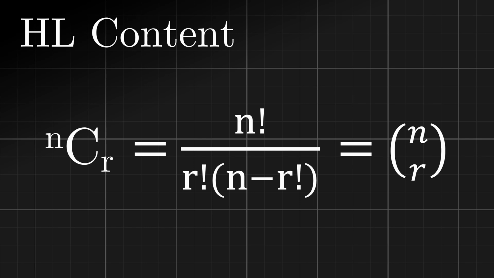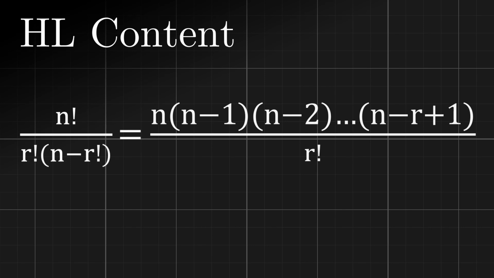The standard formula for n choose r with factorials only works if n is a non-negative integer and r is less than or equal to n. So we need a more general definition. We can rewrite n choose r as n times (n minus 1) times (n minus 2), etc., multiplied by (n minus r plus 1), all over r factorial. This version works even when n is not a positive integer.